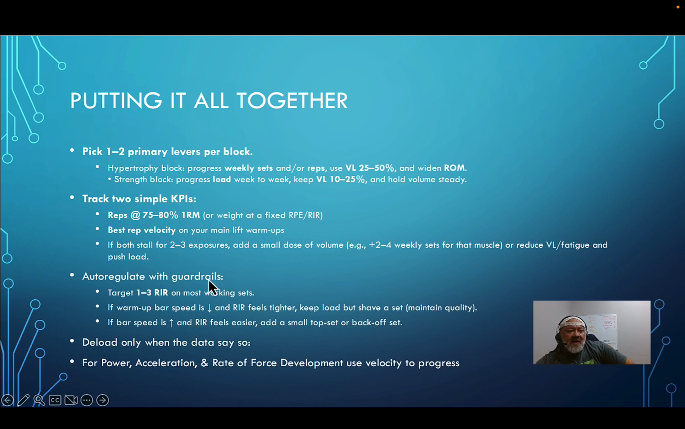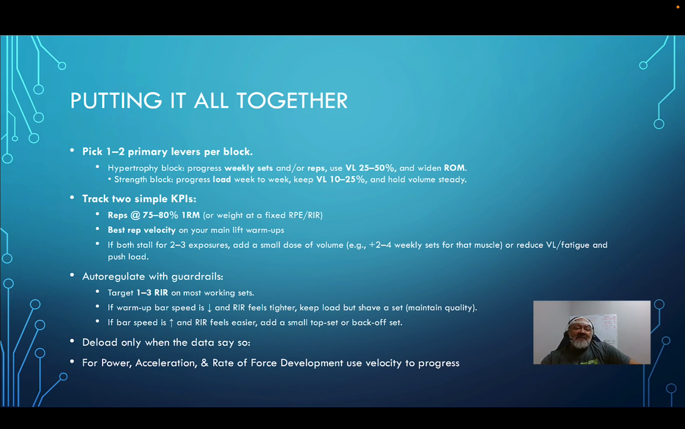So regulate with guardrails. Like use 1 to 3 reps in reserve on most of the working sets, or use velocity to set those parameters. If warm up bar speed is down, RIR feels tighter, keep the load, but maybe shave a set or two. I do that all the time. Let that be your deload. If bar speed is up, add some stuff. Deload only when the data says so. So for power, acceleration, and rate of force development, use velocity to progress it. I gave you a bunch of examples. So there you go, man.